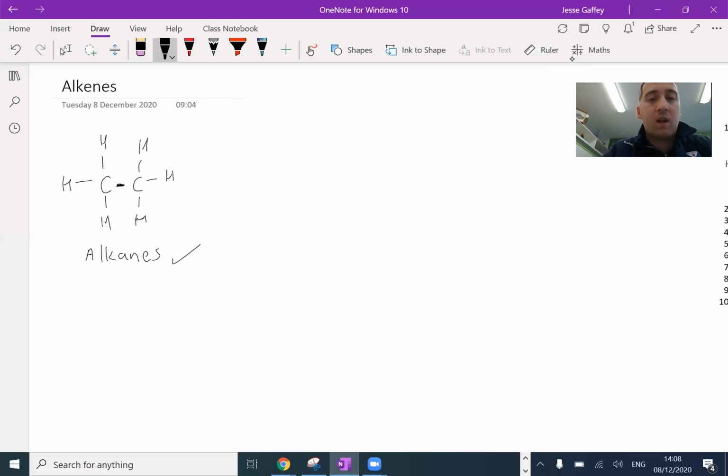I'm going to draw another molecule which is quite similar. It's similar because it's got two carbons as well. So this one on the left had two carbons and this one on the right has two carbons. It's similar also in that it's only got carbons and hydrogens. So it is also a hydrocarbon. But this is not an alkane. Why is it not an alkane?